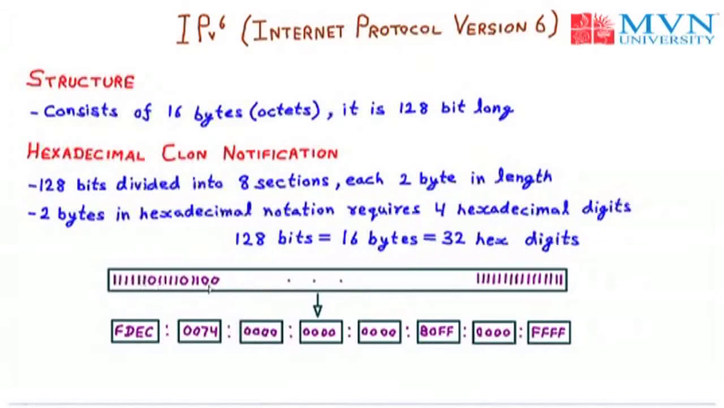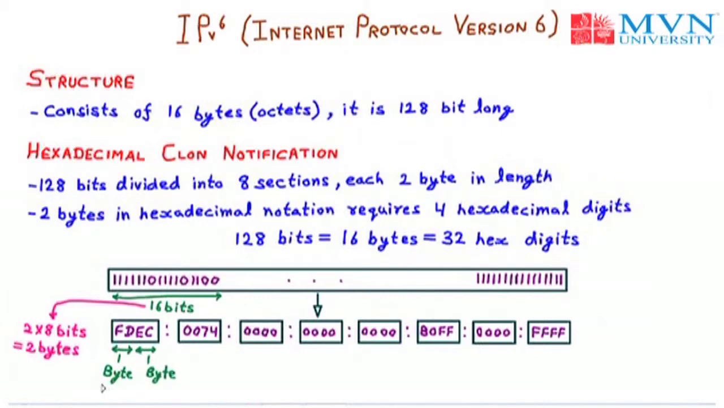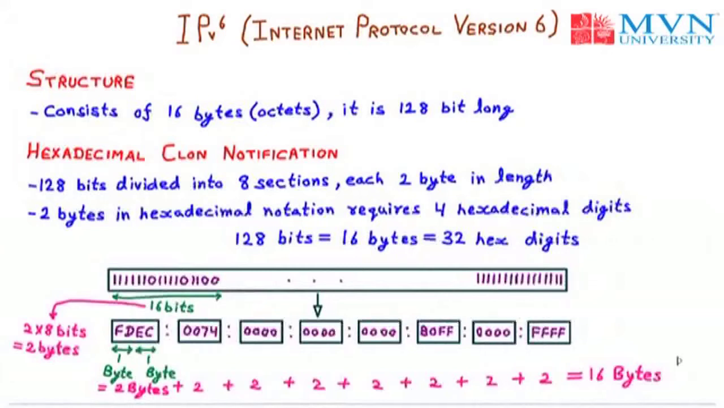As we know, the first block is complete with 16 bits, which is equivalent to 2 times 8 bits, that is 2 bytes. So my first block FDEC, the first FD is 1 byte and EC is again 1 byte, so the combination is equal to 2 bytes. Again, all blocks are of 2 bytes. So our IPv6 address is of 16 bytes and each particular block is of 2 bytes, where we need 16 bits to represent a particular block.